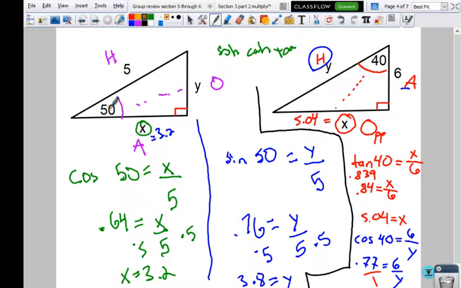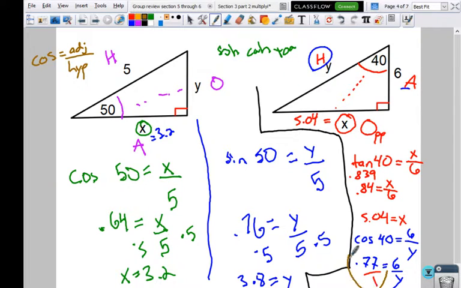Wait, so why is the y on the bottom there? Because cosine is adjacent over hypotenuse, right? Not hypotenuse over adjacent. So it's on the bottom because it's the hypotenuse, and cosine equals adjacent over hypotenuse. Or you can just flip it and divide, but you're basically doing the same thing. So I like doing the fish method because it's easy.